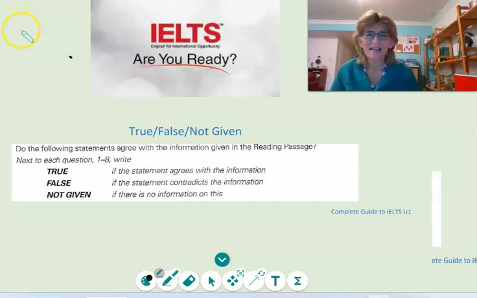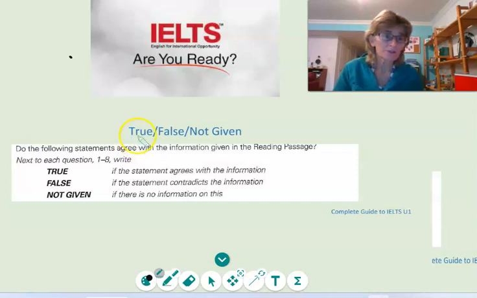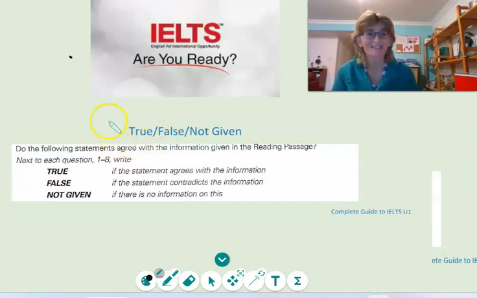Hi, today we're going to look at the IELTS reading paper, and we're going to focus in particular on the true, false, not given task type. And this is probably the single most common type that you will find in the IELTS exam. So it's really important that we try to understand how to do it well.